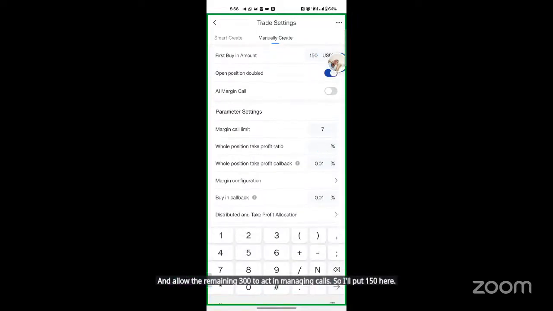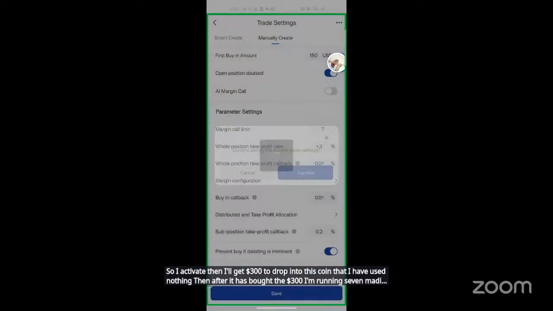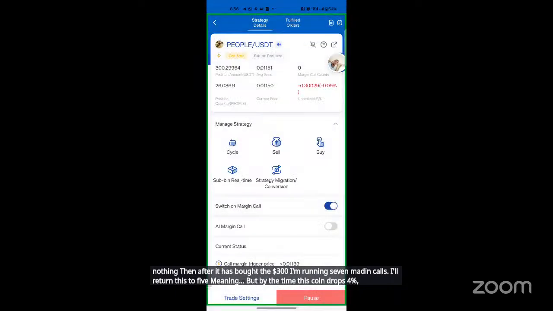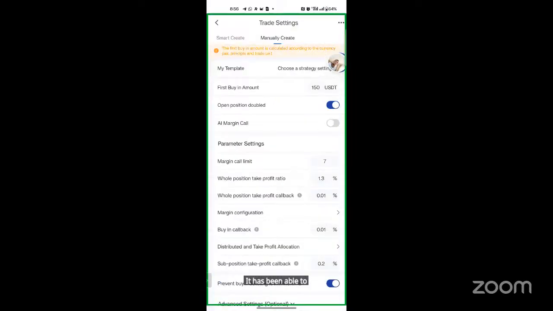I'll take very little profit, maximum 1.3. I don't want to go so low, so I activate. Then I'll get $300 to drop into this coin. Then I have used nothing. After it has bought with $300, I'm running 7 margin calls. I'll return this to 5, meaning that by the time this coin drops 4%, it has been able to drop in another 150.